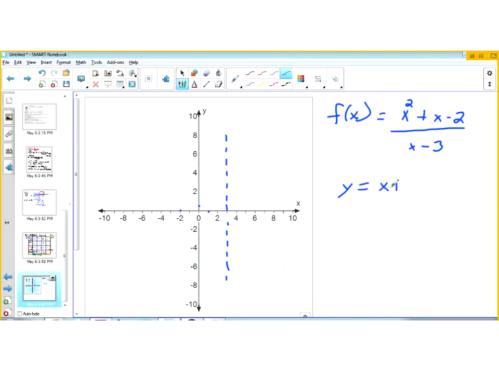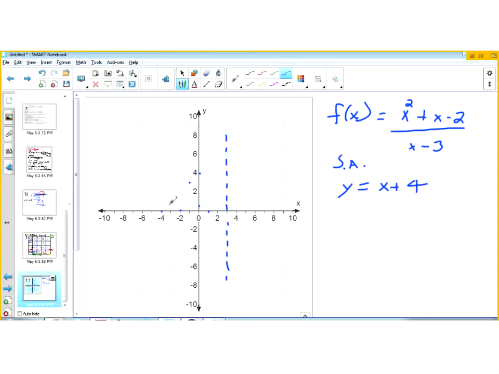And then we had a slant asymptote, y is equal to x plus 4. So I'll write that for your reference. We want to graph this as a dashed line, y is equal to x plus 4, right? So we have a slant asymptote there.